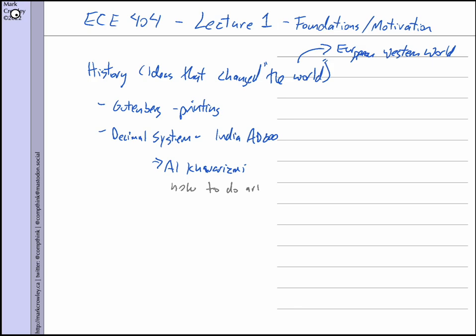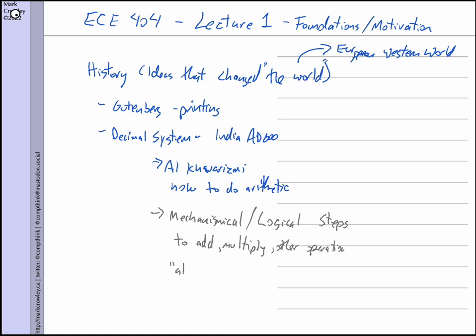These ended up eventually being called, because they were mechanical processes that you could do, logical steps to add, multiply, and do other operations. Sorry, I have to get into writing on my tablet here. These became known as algorithms, which is essentially a mispronunciation of Al-Khwarizmi's name. Algorithm comes from these patterns and logical steps or recipes that he had described, and that took over in mathematical circles at that time. So the word algorithm comes from that origin.